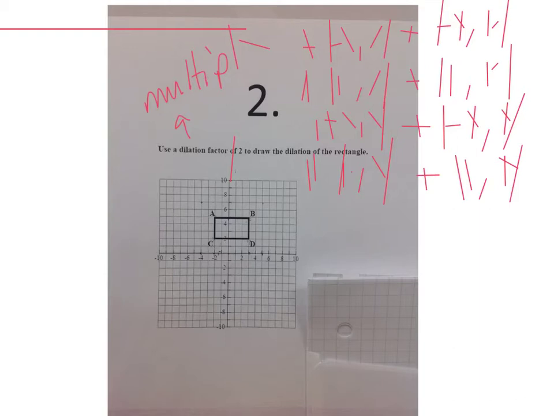Then all you have to do is plot the new points. -4, 10 ends up right there. So that would be A prime. 6, 10 is right there. So that would be B prime. C prime is -4, 4. So there's our C prime. And D prime is at 6, 4. So there's D prime. And then we just connect the dots. And there's our dilated rectangle.